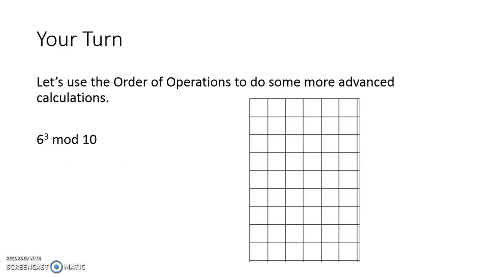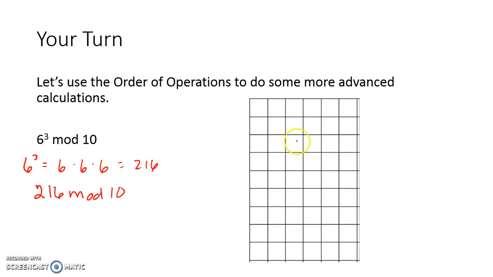Now it's your turn. Again, try this problem. All right, let's see how you did. First, I would say, well, 6 to the 3rd is 6 times 6 times 6, which equals 216. So really, I'm trying to find what's 216 mod 10.